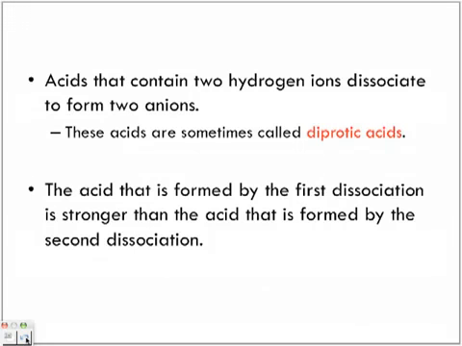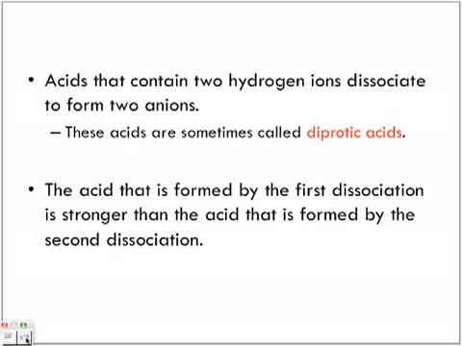Acids that contain two hydrogen ions dissociate to form two anions. These acids are sometimes called diprotic acids. So we've got the monoprotic because it can give off one proton, and diprotic because it can give off two protons. Sulfuric acid is one example, and carbonic acid is another. Anytime you see H2 in the formula for an acid, it can give off those two hydrogen protons.